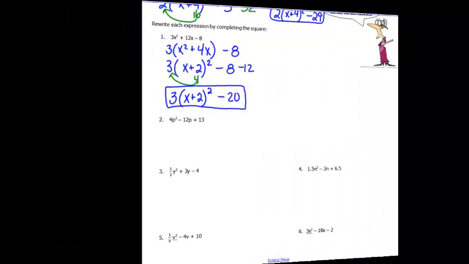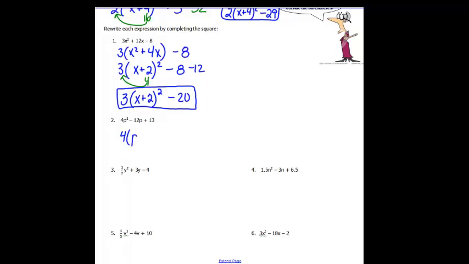Why don't you try number 2 on your own, and then we'll come back and do the harder ones. Number 2, you should have taken out a 4. That gives me p squared minus 3p. I leave the 13. I take half of the 3p, which is 1.5, and I did that as minus 3 halves. You could have done 1.5, doesn't matter, squared plus 13. What am I doing? I'm squaring 3 halves, which is 9/4, and then I'm multiplying that by 4. So my way actually worked out kind of nice. I just have to subtract the 9. That gives me 4 times the quantity p minus 3 halves squared plus 4.